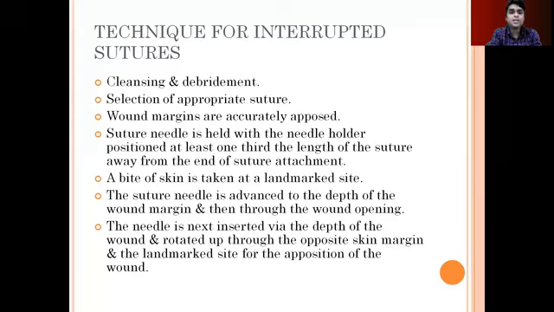A bite of skin is taken at a landmark site. The needle is advanced to the depth of the wound margin and then through the wound opening. The needle is next inserted by the depth of the wound and rotated through the opposite skin margin at the landmark site for the apposition of the wound. This is a video showing the simple interrupted suture.